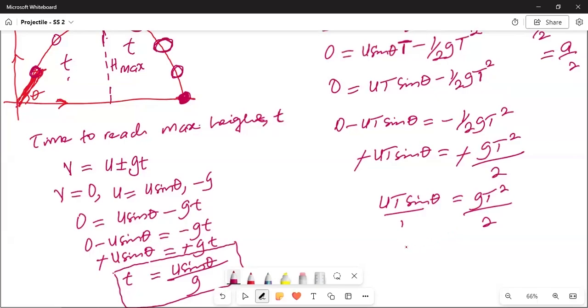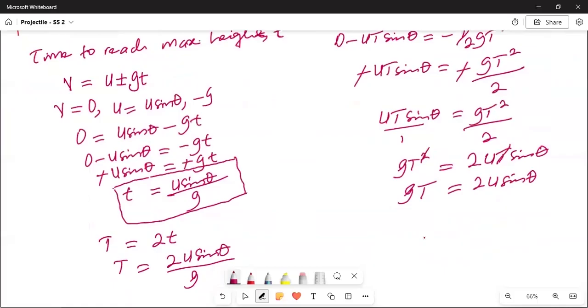So when we cross multiply, gT squared times 1 is gT squared, equal to 2 times uT sine theta, which is 2uT sine theta. T cancels here, one of the T's will cancel here, but T squared means T times T, so I cancel 1 and it remains 1. So gT equals 2u sine theta. Dividing both sides by g, since we are looking for T, time of flight, time of flight is 2u sine theta over g. Do they agree with each other or not? The same thing: 2u sine theta over g, 2u sine theta over g. So that is the time of flight.